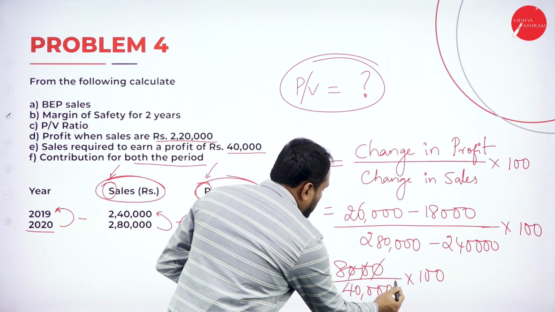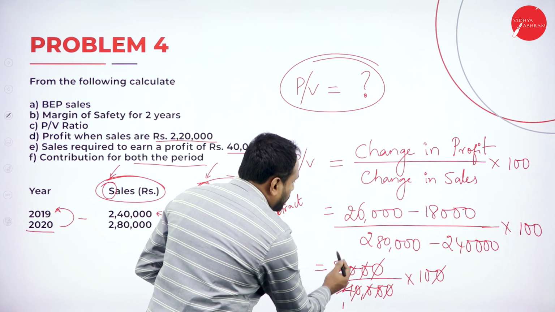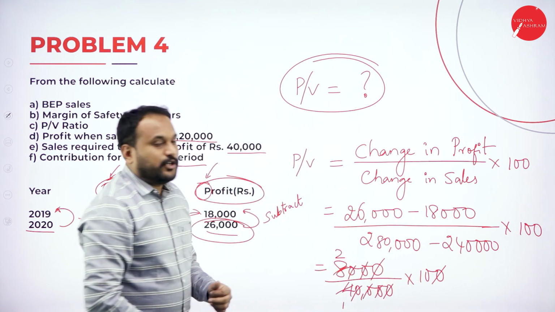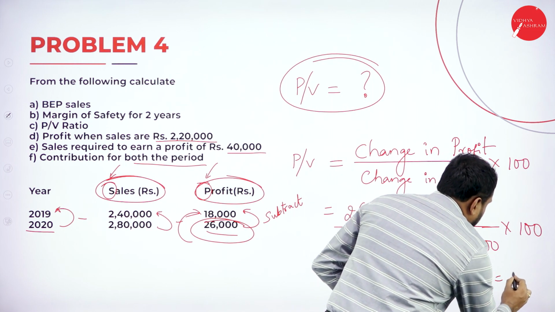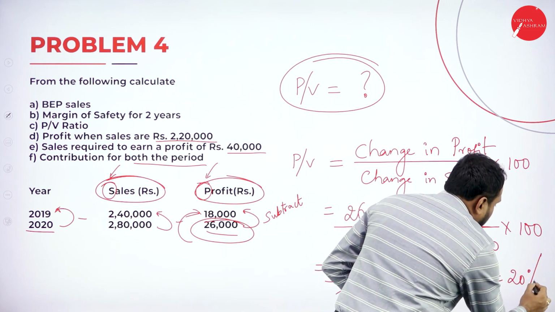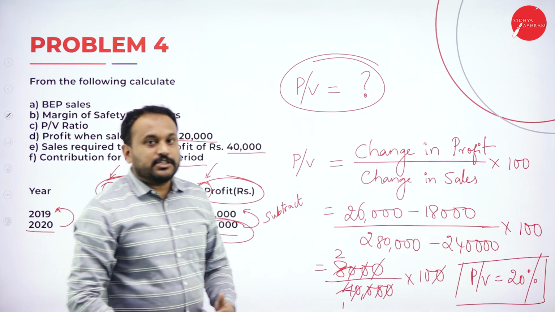1, 2, 3, 1, 2, 3. Here 1, here 1. So we have 4 1s, 4 2s. 2 into 10 is how much? 20%. So PV is equal to 20%. So I got my PV. PV is how much? 20%.